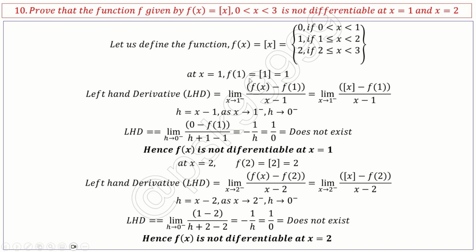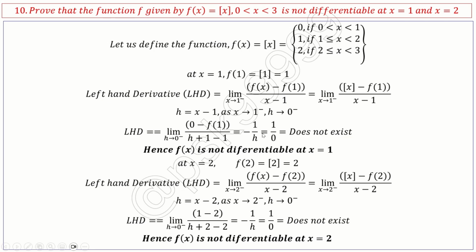Now at x equal to 1, we know f of 1 equal to step of 1, which is 1. Now LHD is nothing but limit of x tends to 1 minus of f of x minus f of 1 divided by x minus 1. If it is 1 minus, I have to consider step of x as 0, correct. In other words, I can write LHD equal to limit h tends to 0 minus, because if h is equal to x minus 1, as x tends to 1 minus, h tends to 0 minus. So f of x will be 0 by definition, minus f of 1, which is 1, divided by x minus 1. If x is tending to 1 minus, this will be 0, correct.